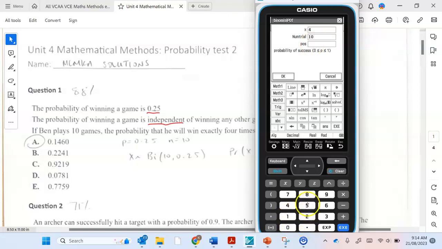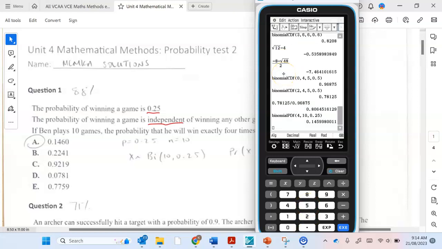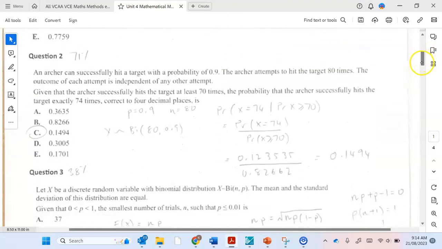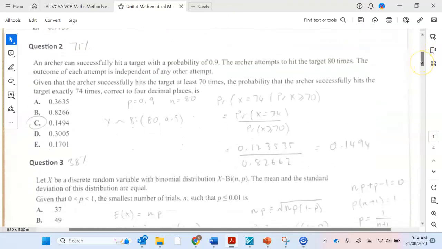A question like this should be a bit of a gimme question. So 88%. There we go, 0.145909, so it rounds up to 0.1460. So 88% got it right. All right, question 2. 71% of students got this one correct, so not as easy as probably the first question, but still relatively easy.